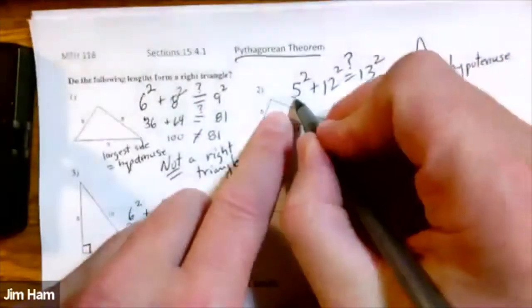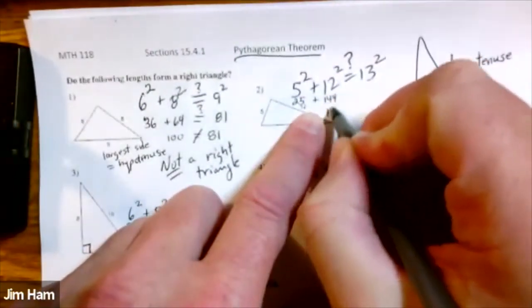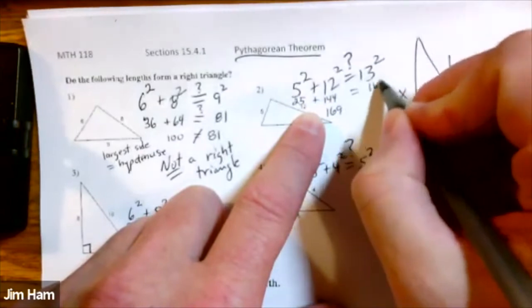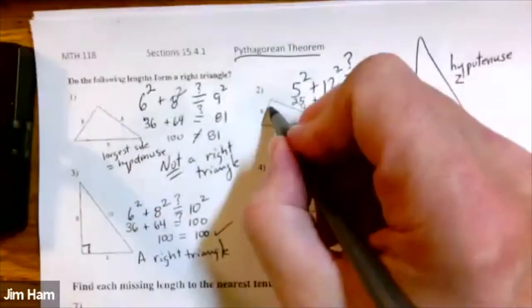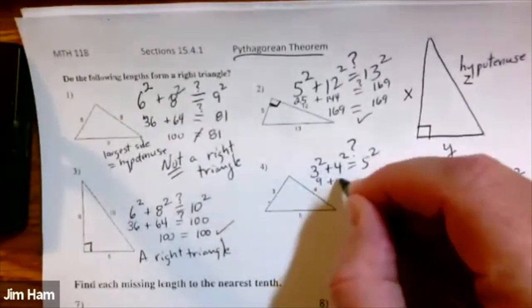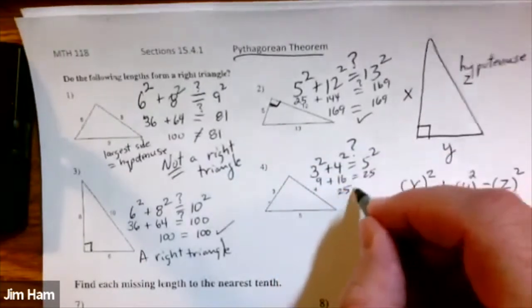This one works out. We got 25 plus 144 is 169, and 13 squared is 169. So yes, a right triangle. And 3, 4, 5 is also a right triangle because 25 is equal to 25.